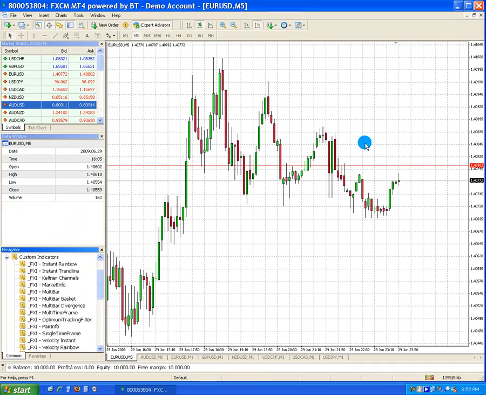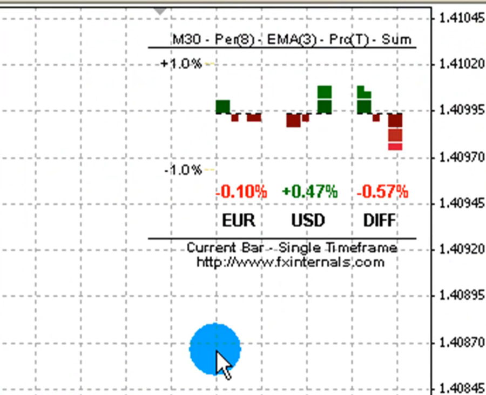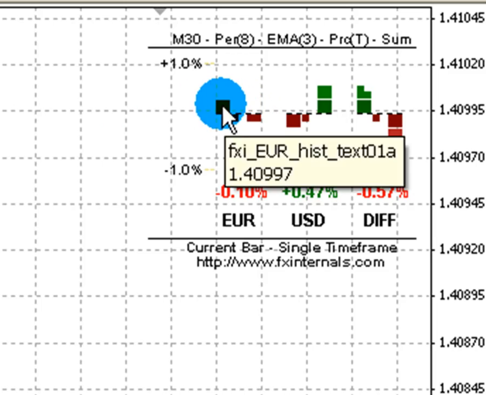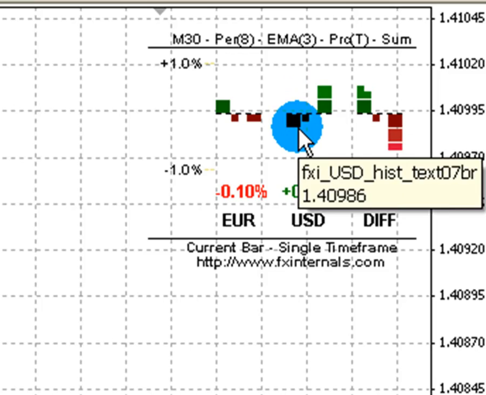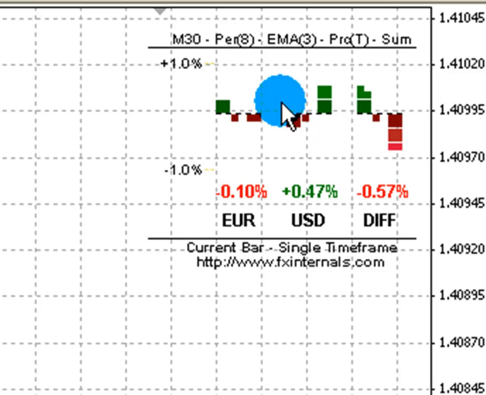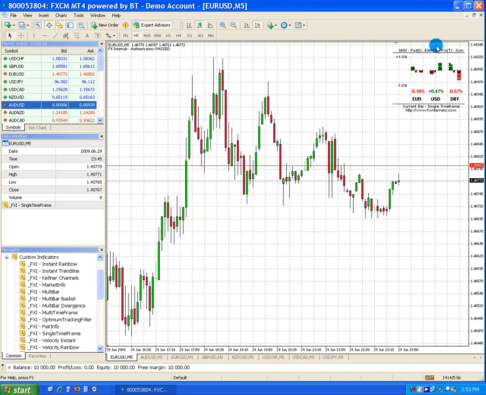Hit OK. And you'll notice that the indicator appears up here in the top right corner. What this shows is a +1 to -1 percentage change in value of the euro. Each one of these bars here is representative of the last bar. So the bar on the right-hand side is the current bar, the bar in the middle is the just previous bar, and the bar to the left of that is the bar before that. So you can see generalized trends of what's going on. This is the 30-minute time frame here, while we're looking at the 5-minute bar.